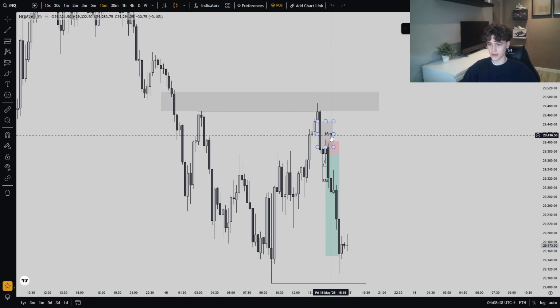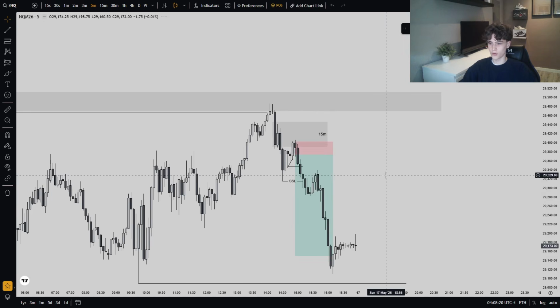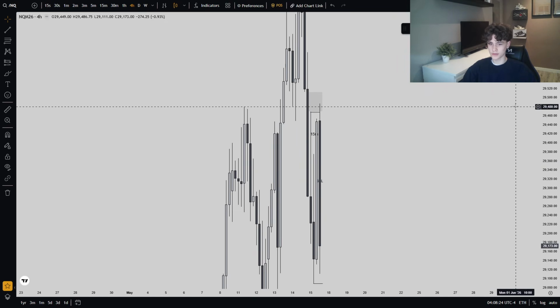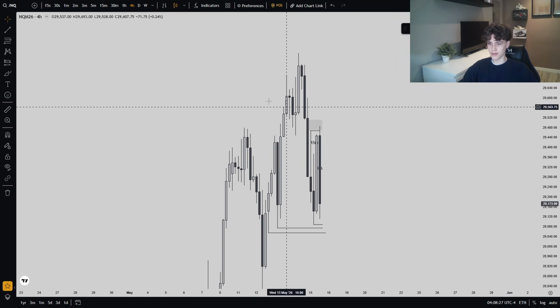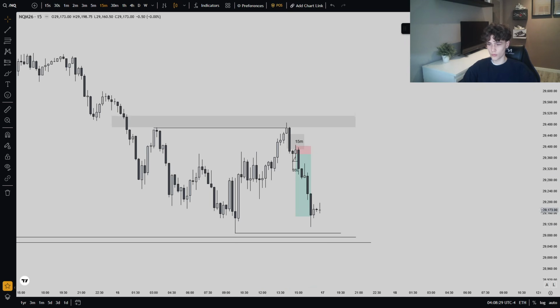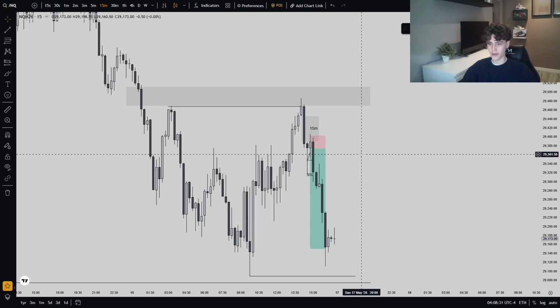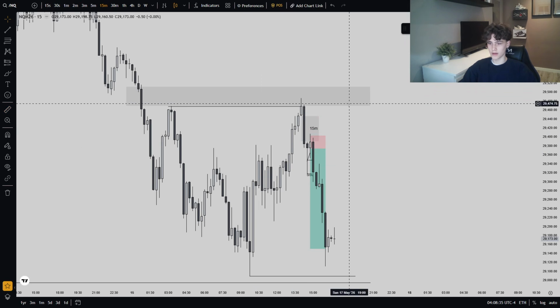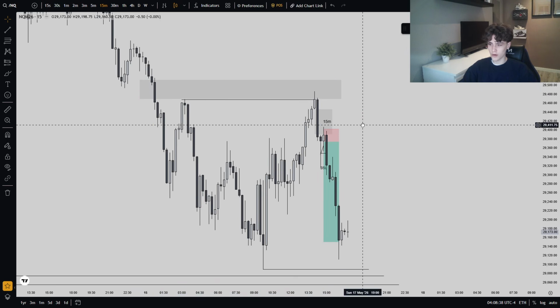Also this 50-minute gap, I've been using sponsorship more. This 50-minute gap was sponsored by the 4-hour gap. So on the higher time frame, we tap the 4-hour gap, we trade away from the 4-hour gap, and in this leg we create this bearish 50-minute gap. So the bearish 50-minute gap is sponsored by this higher time frame 4-hour gap.